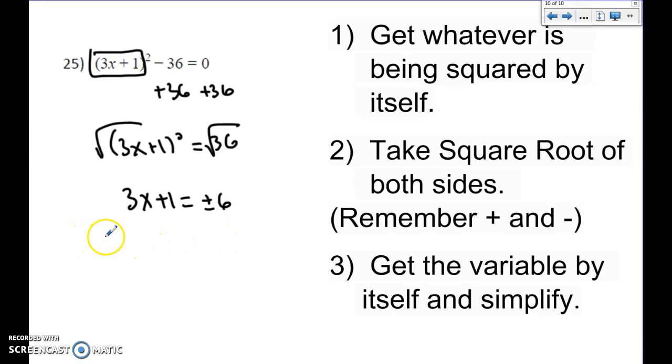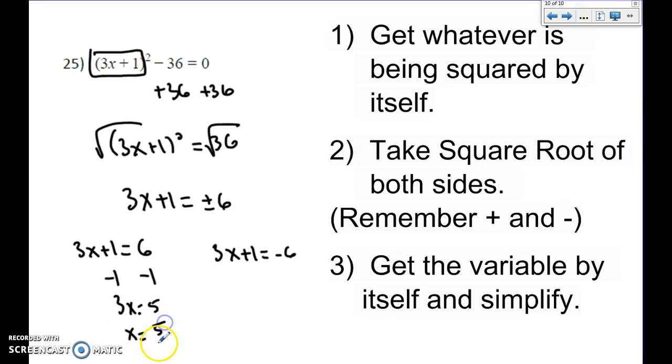I'm going to do something a little bit different, in which I'm going to set this equal to 6. 3x plus 1 equal to positive 6. I'm going to split that negative 6 and positive 6 up. So subtract 1, I get 3x equals 5. You get x to be 5/3.